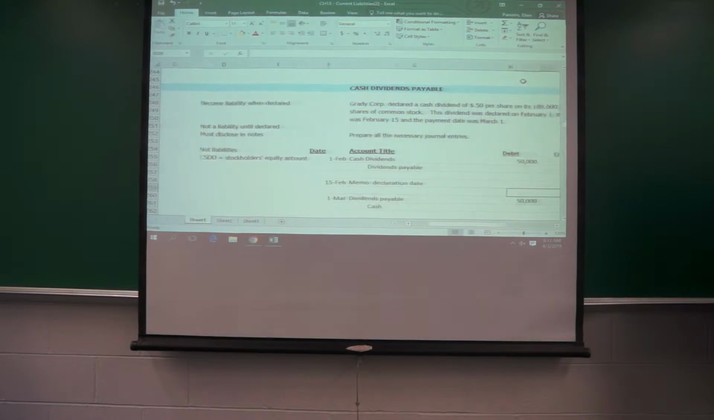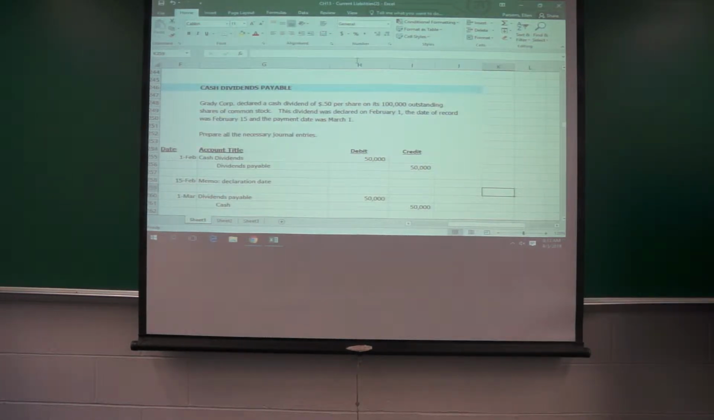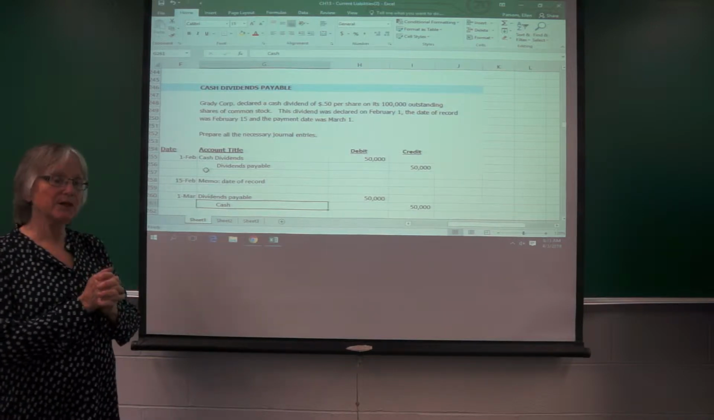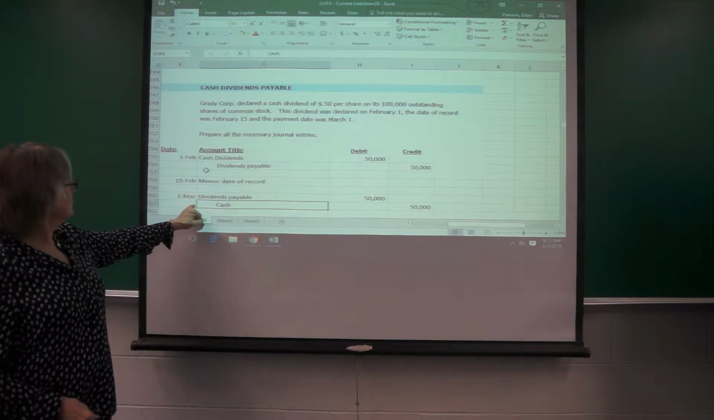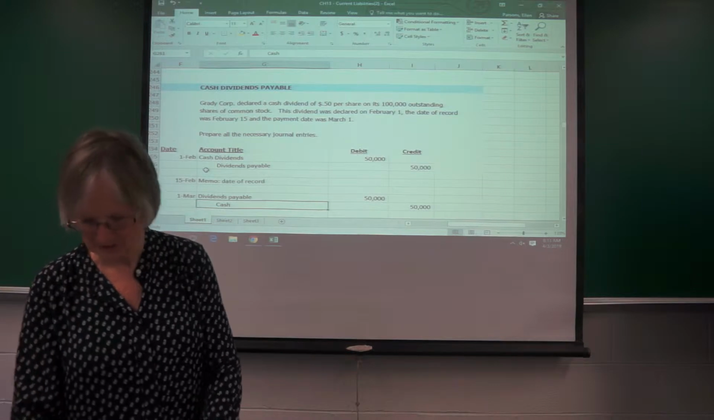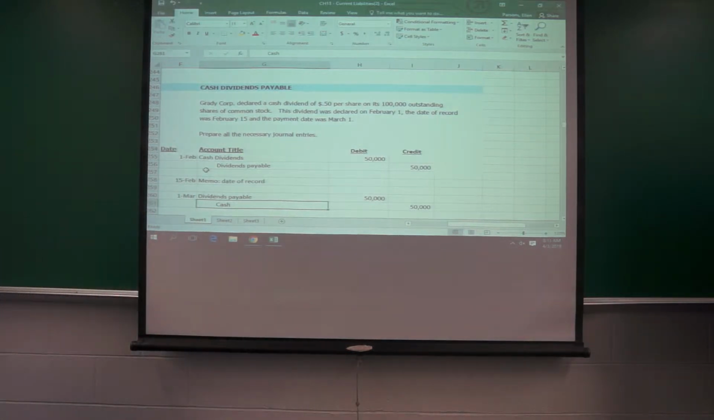Okay, so let's just quickly look at this. You have your cash dividend declared of 50 cents on 100,000 shares. This is the date of record. On the declaration date of February 1st, that's when the liability comes into being. Date of record, that's just anybody who owns the stock on that date will receive the dividend, so that's the memo. And then on the payment date, you reduce your liability and pay out the cash to all your happy stockholders.